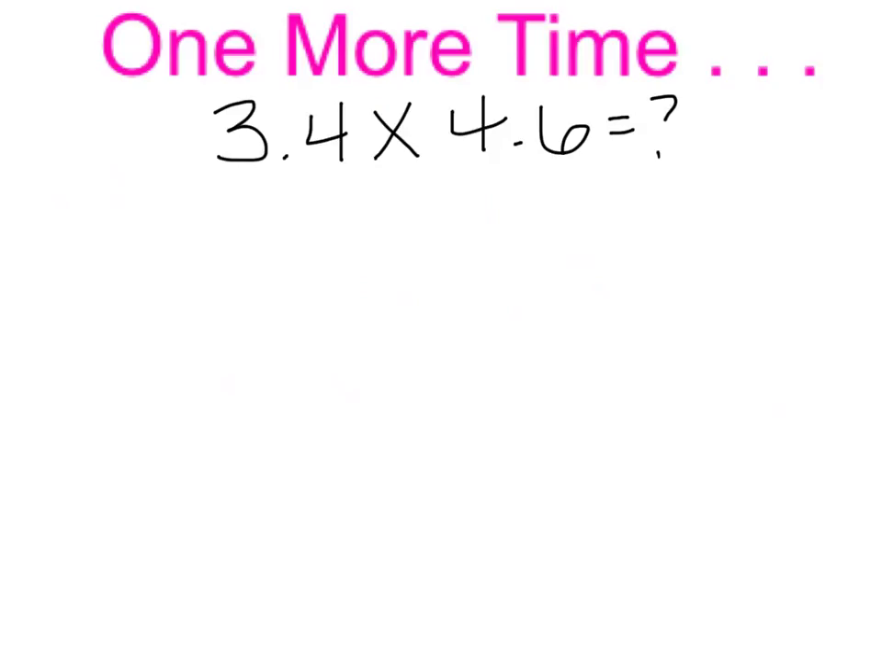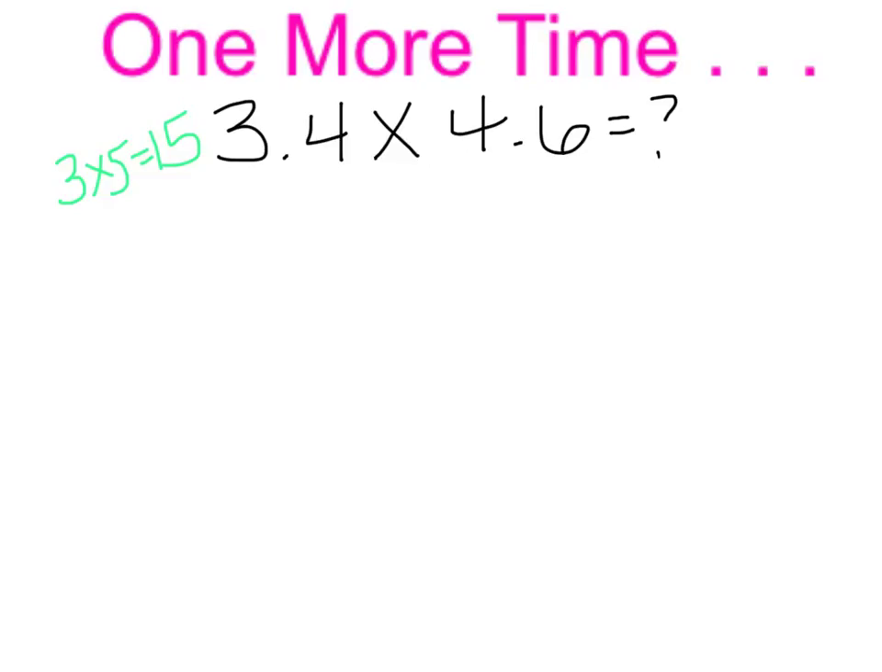Now let's look at that process one more time just to make sure we all understand. Let's multiply the numbers 3.4 times 4.6. First thing we need to do is make a magnitude estimate, which means that I'm going to round 3.4 down to 3 and 4.6 up to 5. Multiplying those two numbers together, I find 15 is my estimate. So I know that my final answer is going to have to be in the tens place in order to be correct.